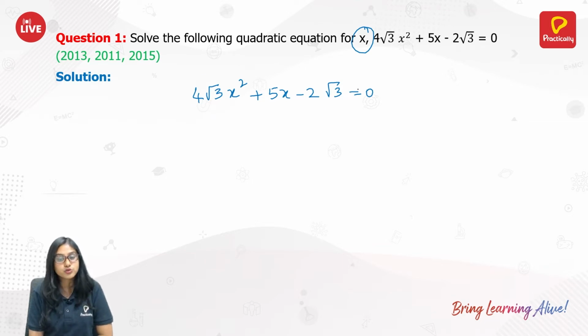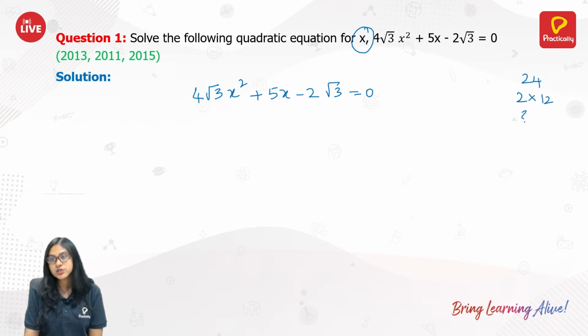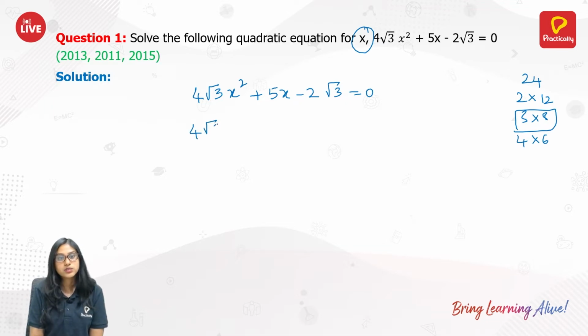4 root 3 into 2 root 3 is 4 times 2 is 8, 8 times 3 is 24. So 24: 2 times 12, 3 times 8, 4 times 6. I guess we could stop here because I know that 8 minus 3 is 5, and that's how you split the middle term here. Correct? So let's use that. 4 root 3x squared plus 8x minus 3x minus 2 root 3 equals 0.